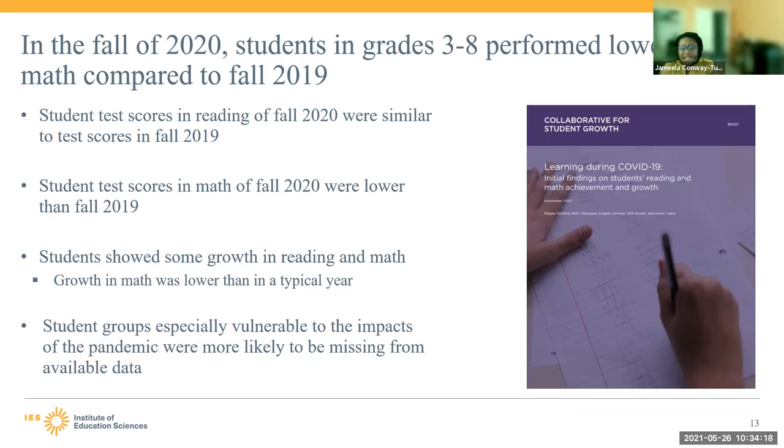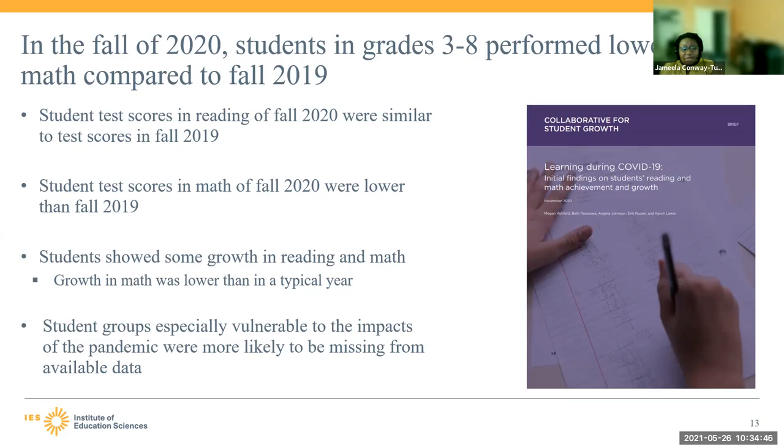The first is that for reading scores, students' test scores were actually pretty similar in fall of 2019 and fall of 2020. So that is encouraging in that area. But it does seem like math scores are taking more of a hit. When they looked at student test scores in math, fall 2020 scores were lower than the math scores of fall 2019.